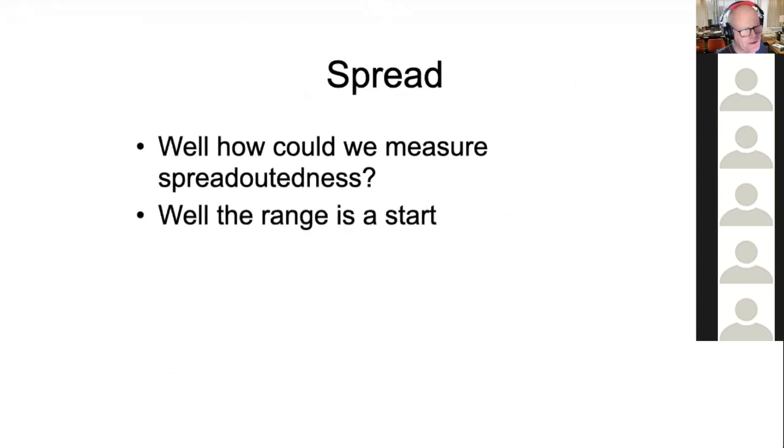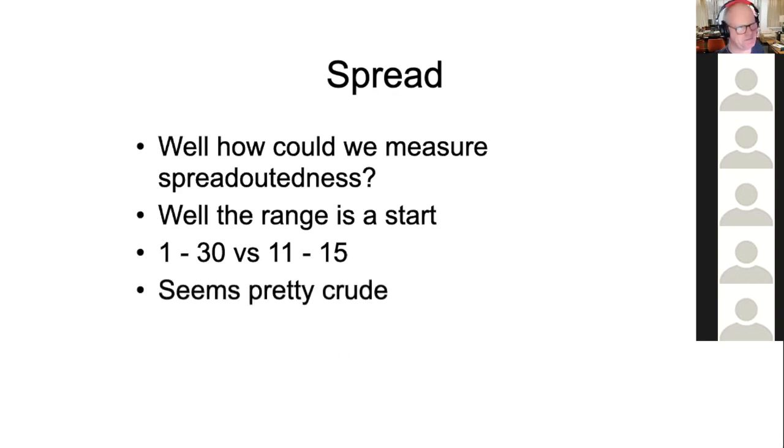Well, there's a few ways. We could start with the range. It's extremely crude, but we could start there. So 1 to 30 versus 11 to 15. One has a range of 29, the other one's 4. That gives us some idea. It's a little crude, but okay.